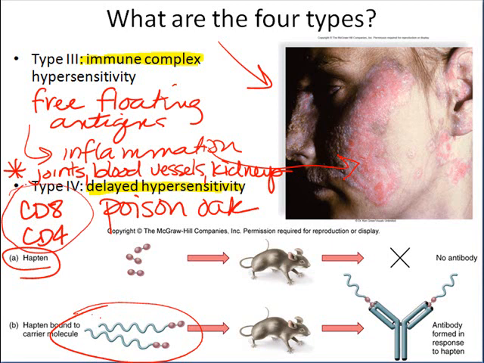When they become activated, then those CD8 cells go out and start killing off any cells you have in your body that have poison oak molecules attached to them. Again, it's called delayed hypersensitivity because it doesn't happen immediately. It takes a few days for those haptens to stick to cells, for the cytotoxic T cells to recognize that there's a foreign agent present, etc.